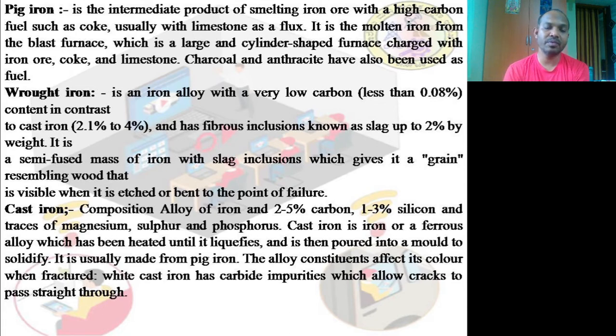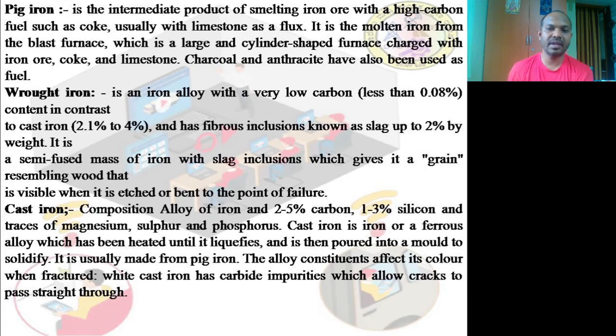It is a semi-fused mass of iron with slag inclusions, which gives it a grain resembling wood that is visible when it is etched or bent to the point of failure. Basically, cast iron is an alloy of iron with 2.1 to 4% carbon, with a silicon percentage of 1.1% to 3%, and traces of magnesium, sulfur and phosphorus.